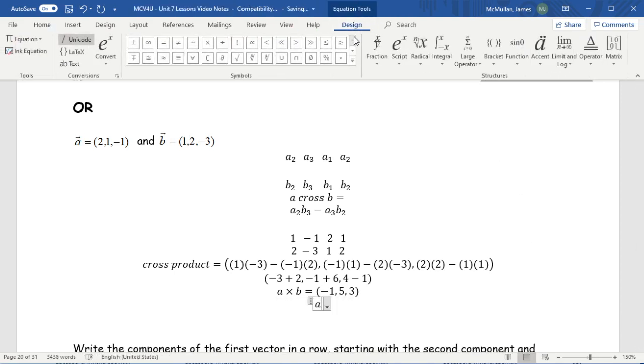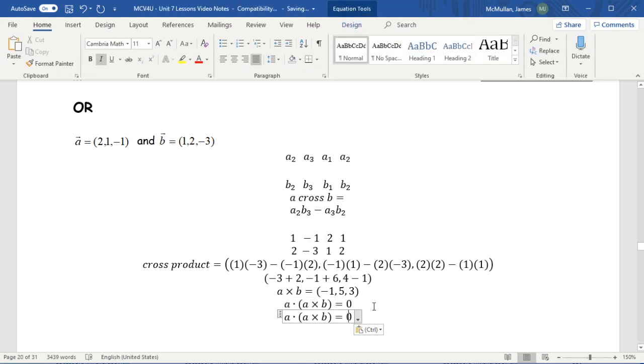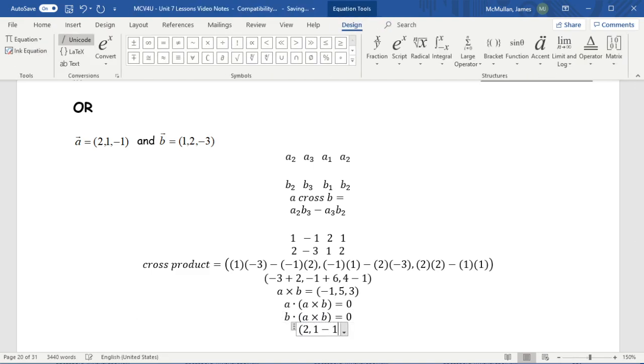It should be the case that A dot A cross B should be 0, right? Because think about it. The cross product A cross B gives you a new vector perpendicular to both of the ones you started with, which means if you dot the one you started with the new one, it should give you 0 for both of them, right? So let's try dotting 2, 1, negative 1.